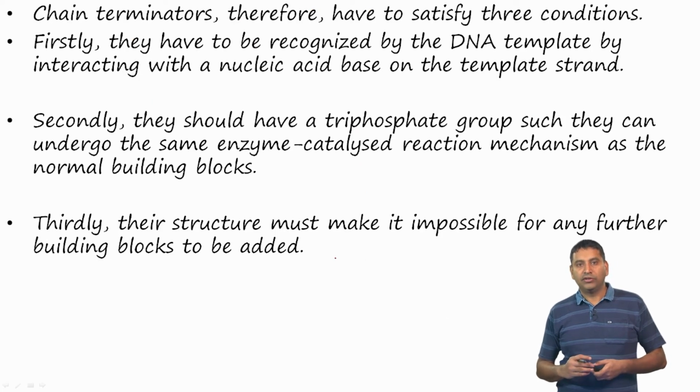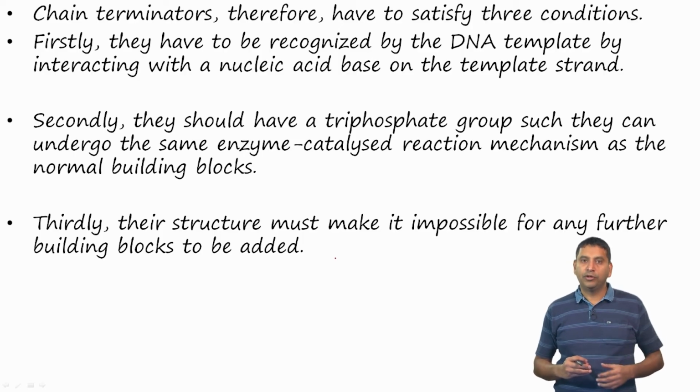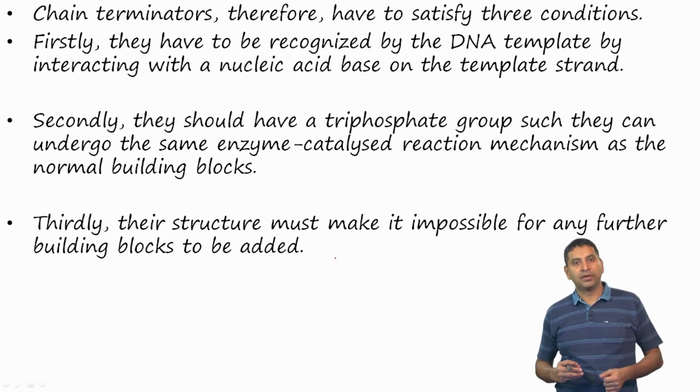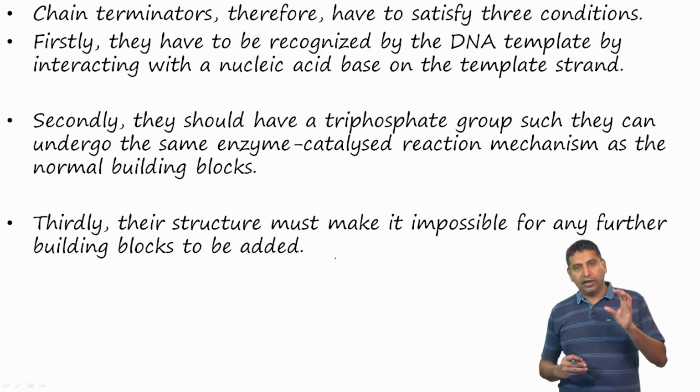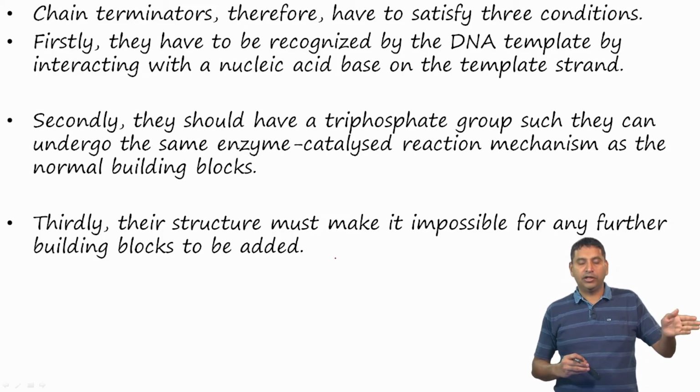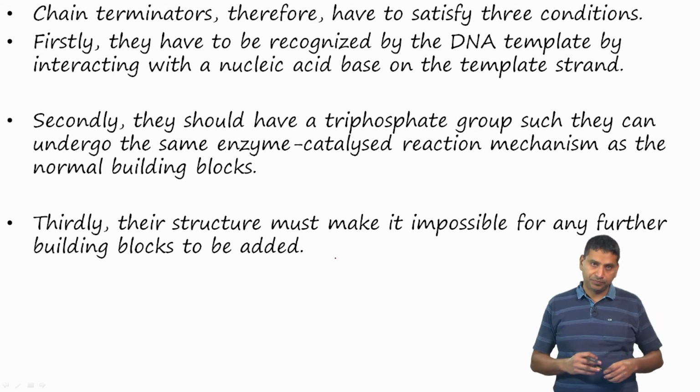So, if we need to terminate this chain, we can come up with a set of three conditions which need to be satisfied. Firstly, the inhibitor, or the chain terminator that we are designing, should be recognized by the DNA template interacting with the nucleic acid base. That means that when the chain terminator comes in, it should be recognized by the complementary nucleobase, and it should come and sit in the right area.